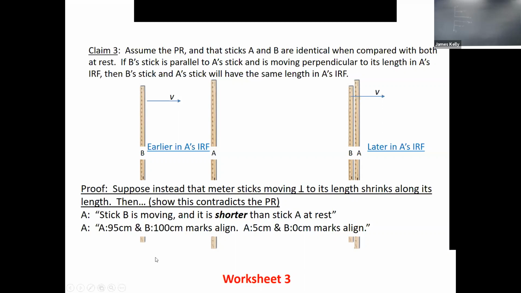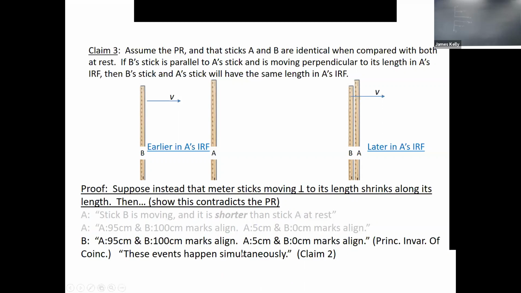And so B has to exactly agree with this statement of A here. When B looks at it, from B's point of view, the 95 and 100 centimeter marks on the respective sticks align exactly the same way they did as observed by A. And the same thing for the 5 and the 0 centimeter marks aligning. That's a consequence of the principle of invariance of coincidence. Yes, you stated it in a different way that sounds exactly like what the content of that is.